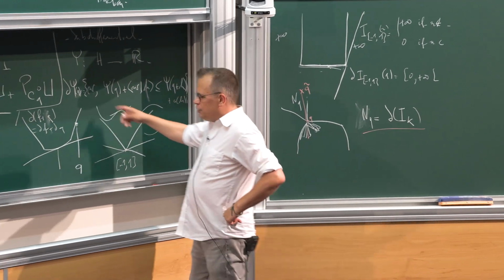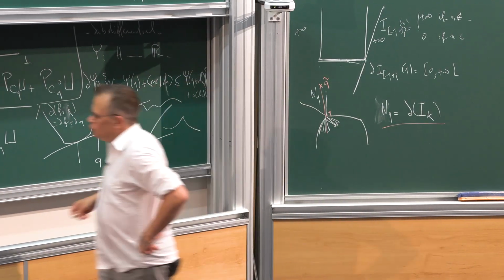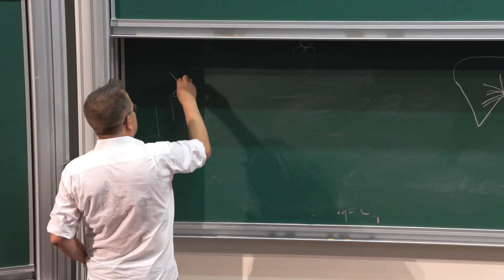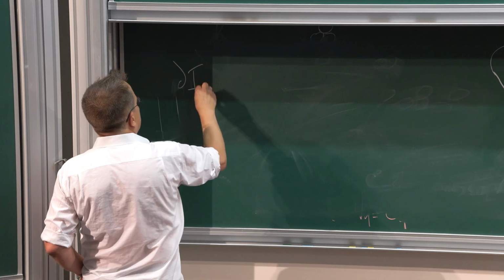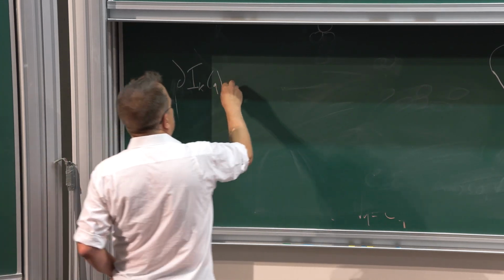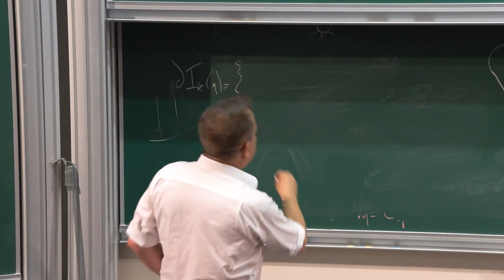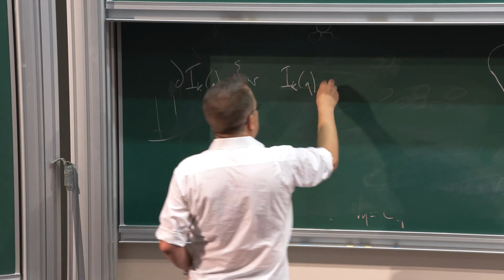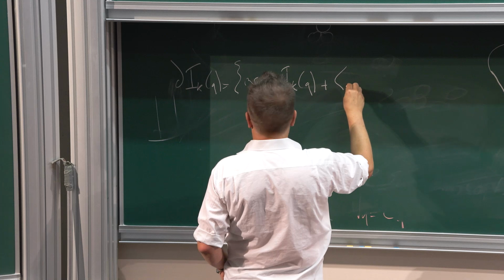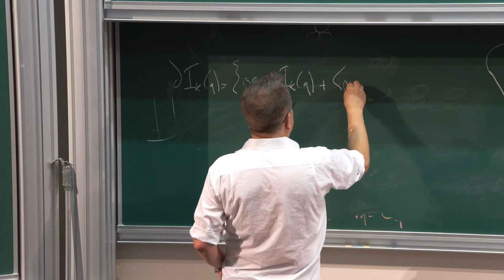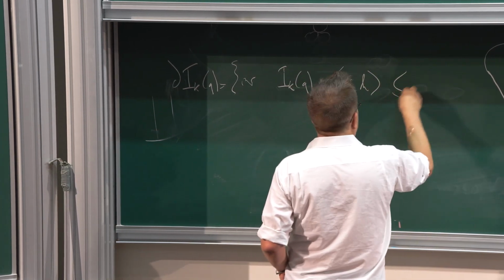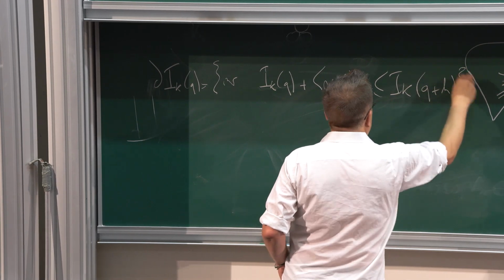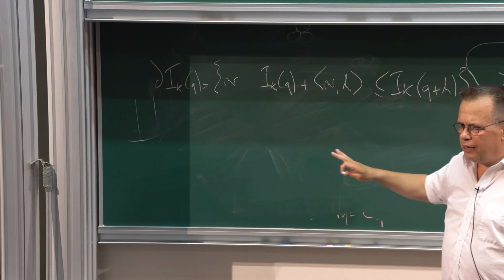Yeah, consider the definition. I can write the definition again. Delta I_K of q equals the set of w such that I_K of q plus w, h less than I_K of q plus h. So I just write the definition for I_K.